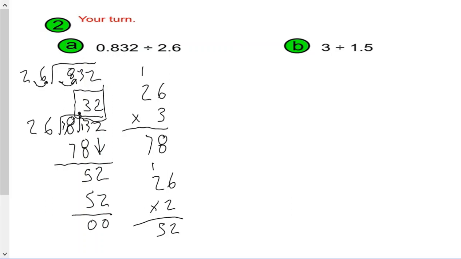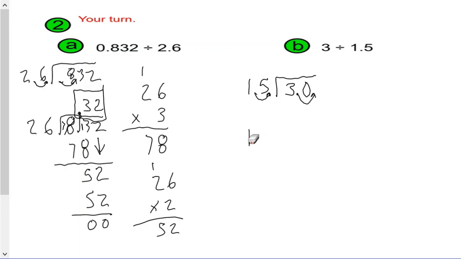Alright, next one. We got 3 divided by 1.5. So 1.5 is our divisor, and 3 is our dividend. Okay, now I'm going to make this 1.5 into a whole number. So I'm going to slide it over, and that's going to become 15. I need to do the same in the dividend, and there's always an invisible decimal in a whole number. Okay, and if we move that over, from 3 it changes to 30.